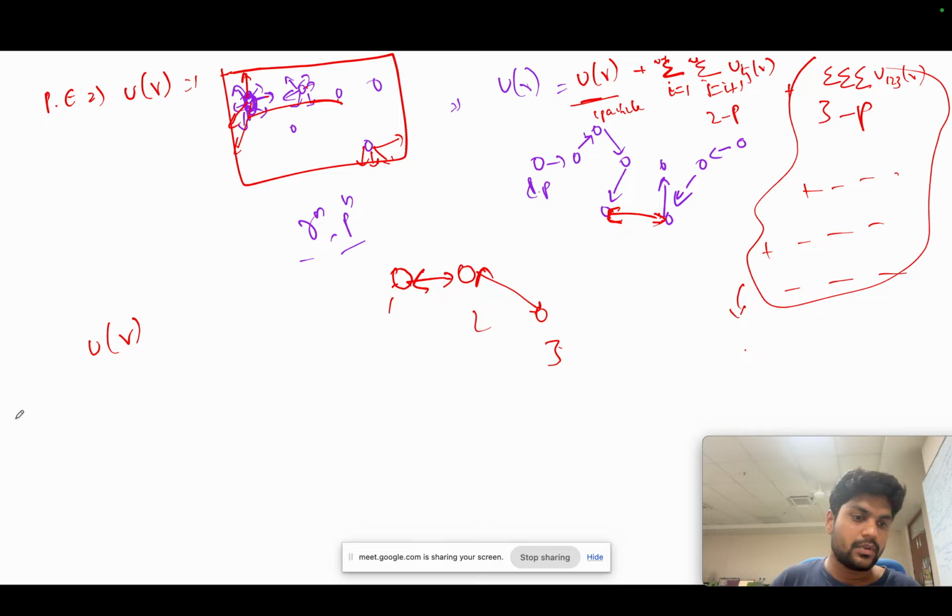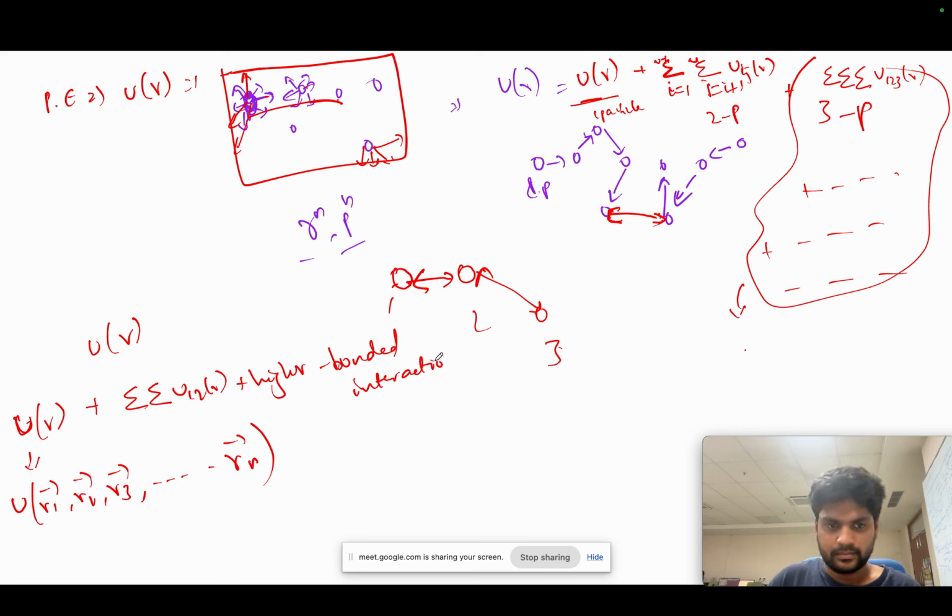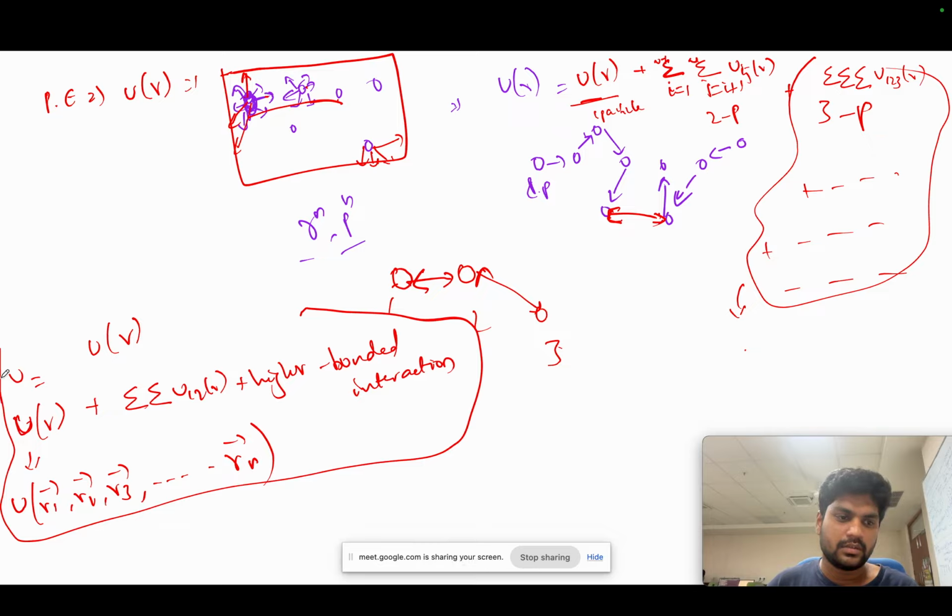So basically U of r equal to the single particle terms, plus U12 of r, plus higher bonded interaction, so this is equal to the total energy. So any doubts in this? No? So up to here was the last class.